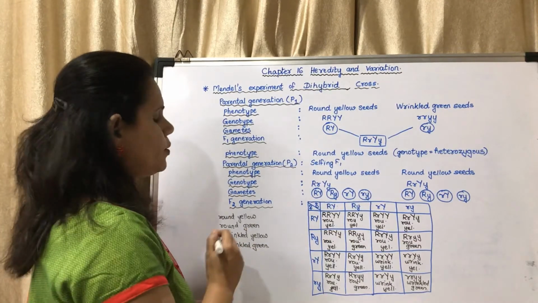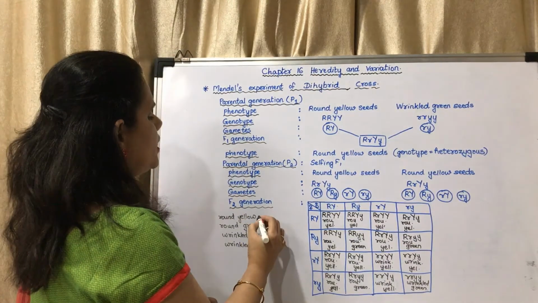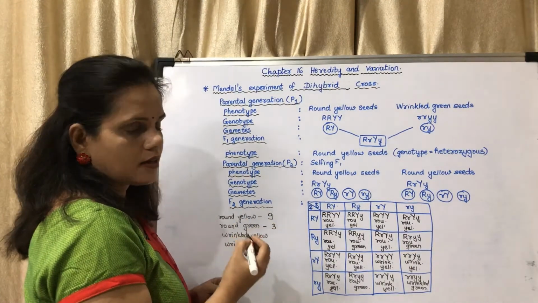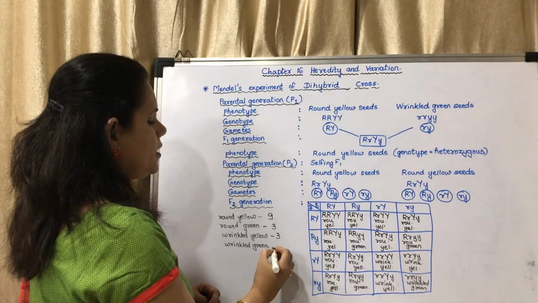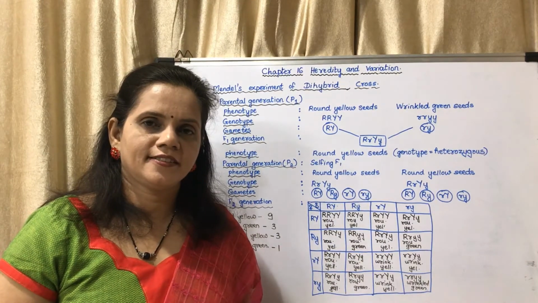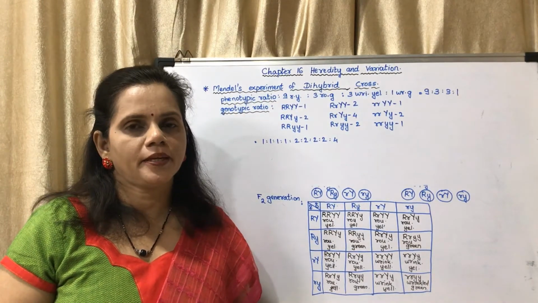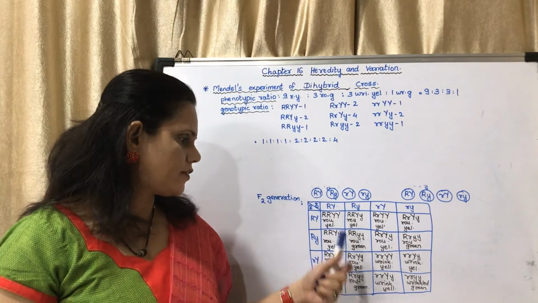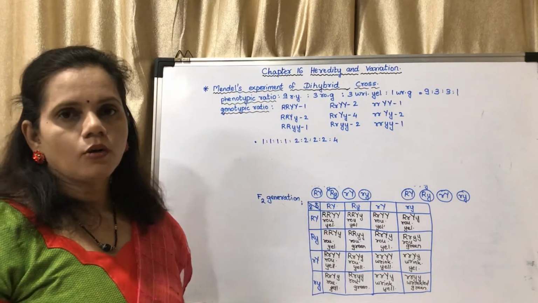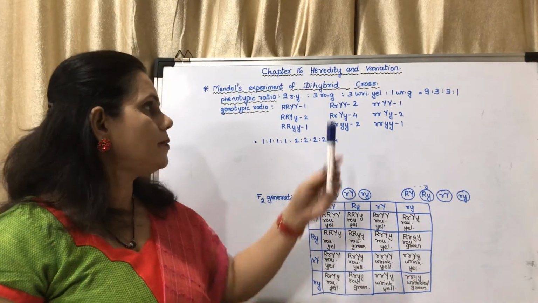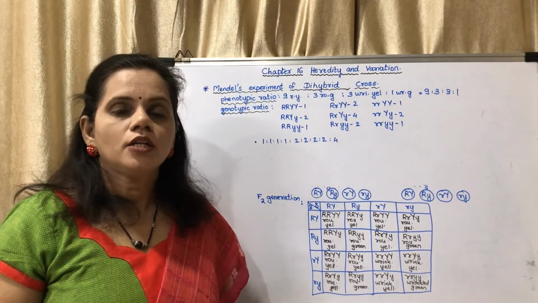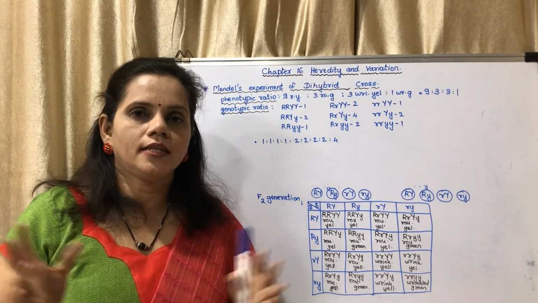You may check. You have to count them. You will get 9 round yellow, 3 round green, 3 wrinkled yellow, and 1 wrinkled green. This is about the phenotypic and genotypic ratio. So we checked from the board, that is the Punnett square, that there are 9 round yellow, 3 round green, 3 wrinkled yellow, and 1 wrinkled green. You may see that it is either this or that, there is no mix.